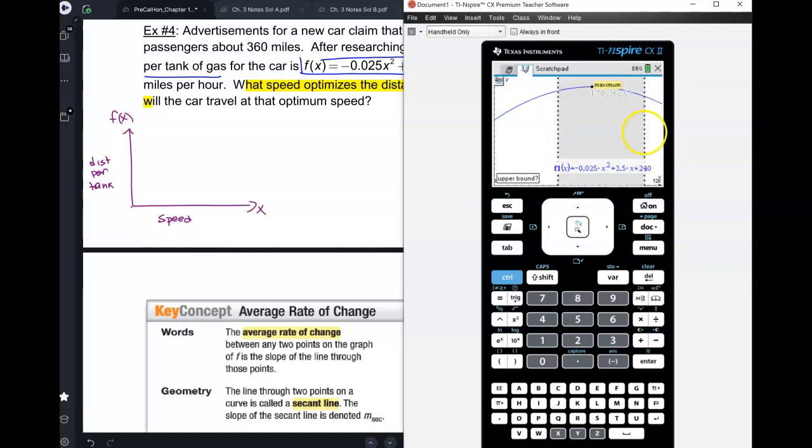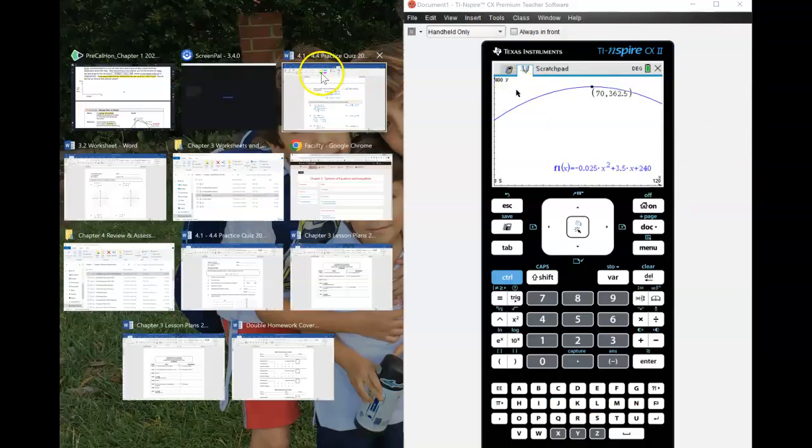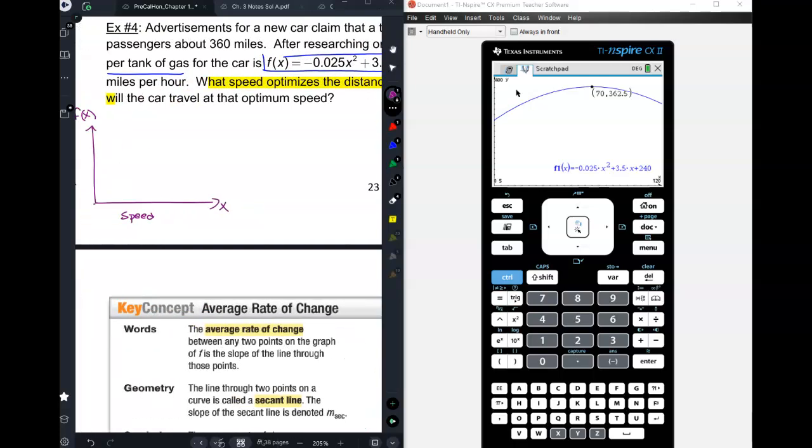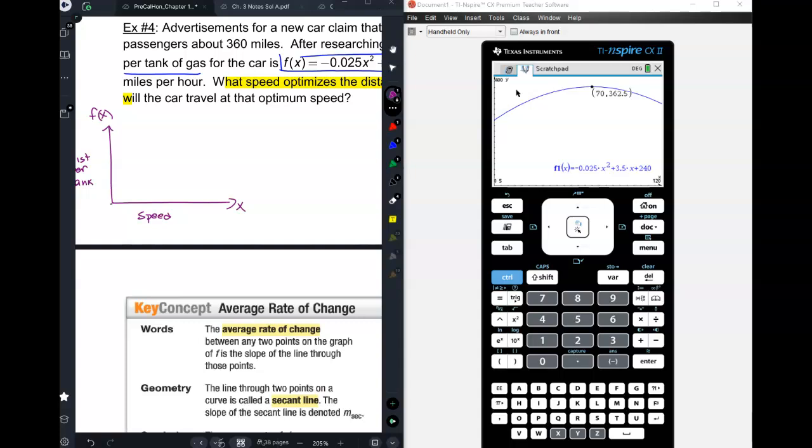Yeah. Why do you say you still go somewhere if you're going 0 miles an hour? It says that you go 240 miles per tank at 0 miles an hour, when the x is 0. Oh, at 0 miles an hour? Maybe if you're driving close to 0? I don't know. That's a good question.